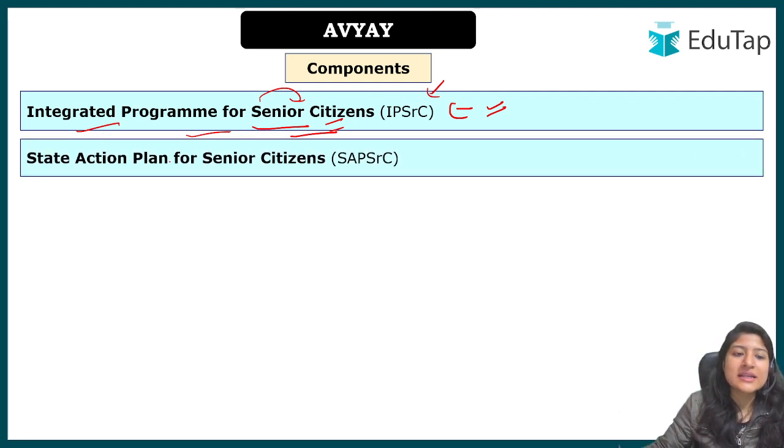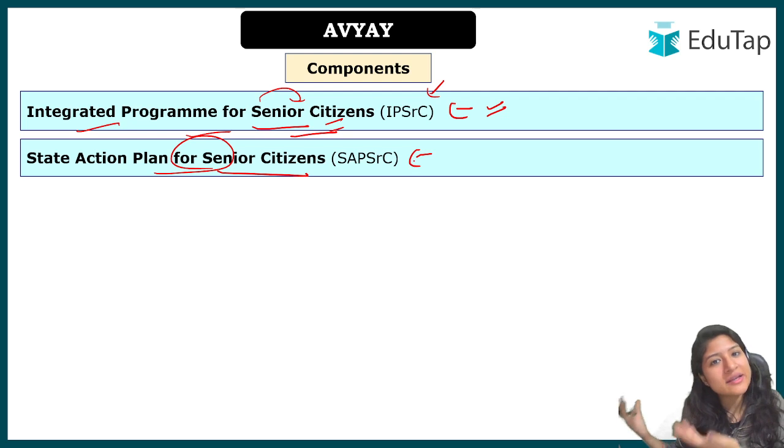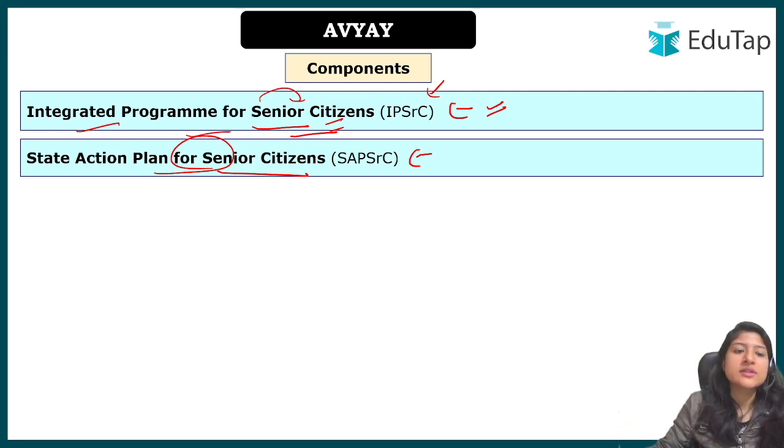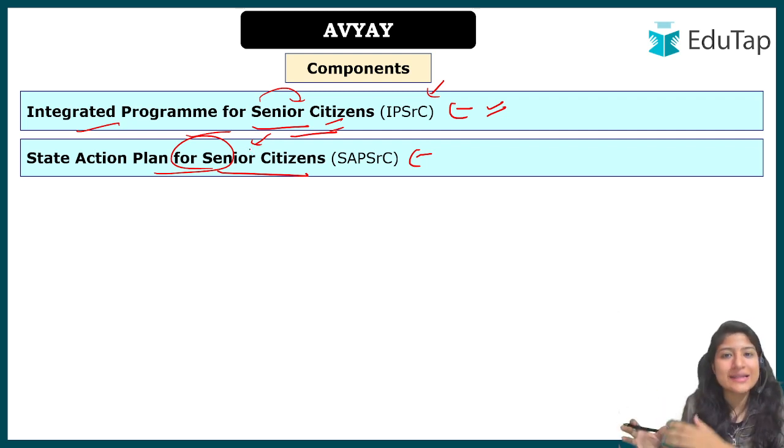Second, talk about the state action plan for senior citizens. Now in this one, the basic idea is that in every state there will be a different ratio of senior citizens, right? And they might have some different needs. So what if in a particular place some facility is already provided by the state, right? That is why the state action plan for senior citizens means that the state has the liberty to create a plan which suits best in their state.